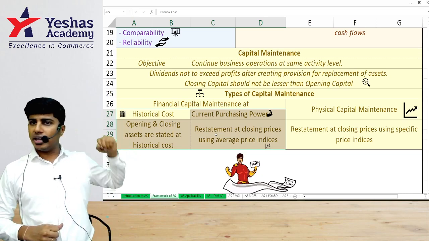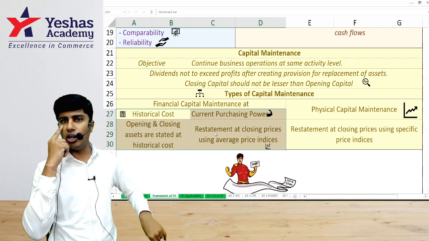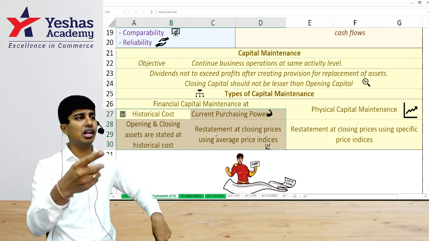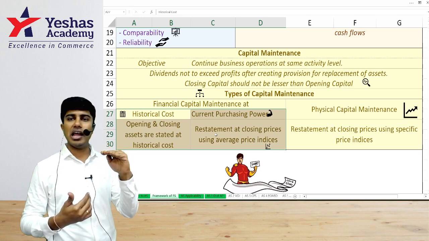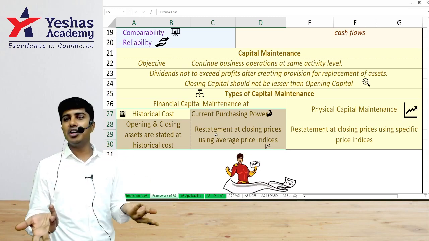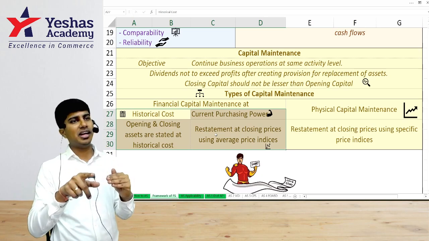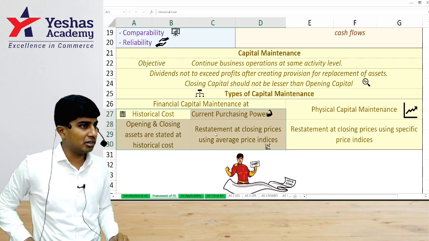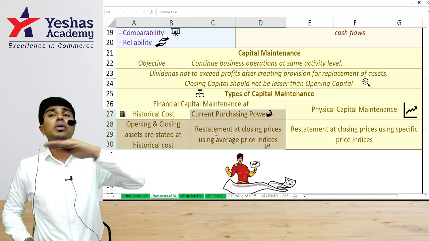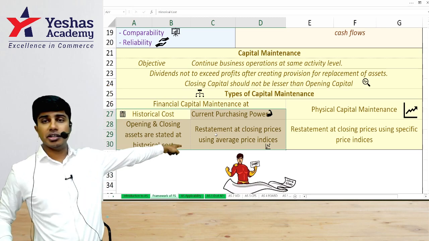From 10,000 units that I had at the beginning, when I sold these units, let's say I've sold these at 11 rupees. So 10,000 units into 11, I've got 1 lakh 10,000. The capital that I should maintain is 1 lakh. But I have 1 lakh 10,000. I can withdraw 10,000. If I withdraw 11,000, my capital will become 99,000. There is negative retained earnings of 1,000. I have overdrawn my capital. So the closing capital to be maintained is computed using the historical cost. That is the first method.